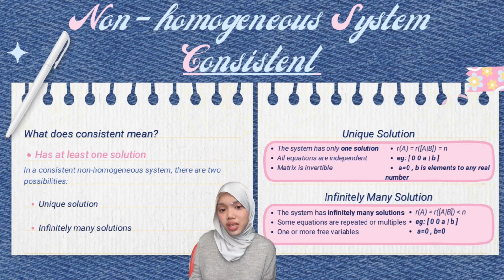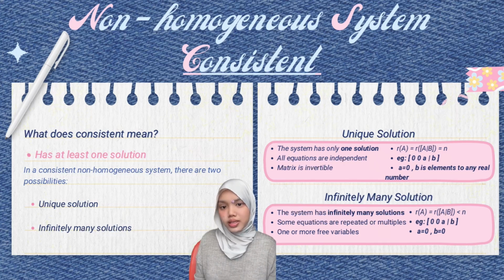The matrix is invertible. The rank condition is this, where R is the coefficient matrix and AB is the augmented matrix. The example form is this, where L is unequal to 0 and B can be any real number.